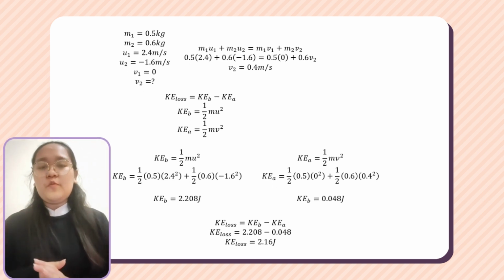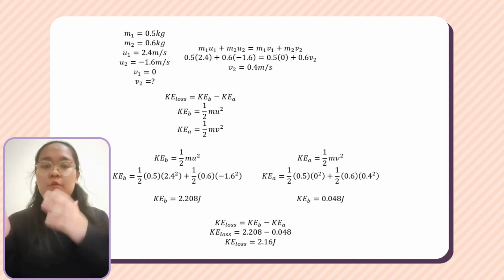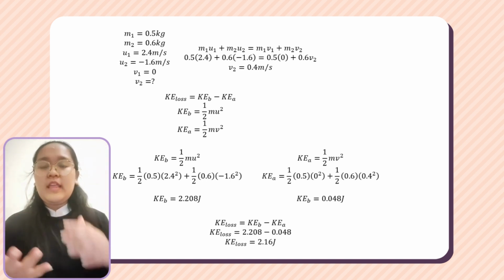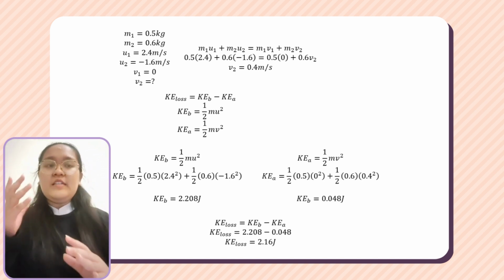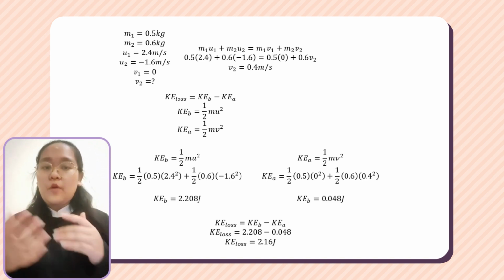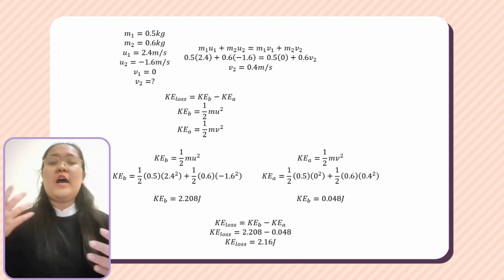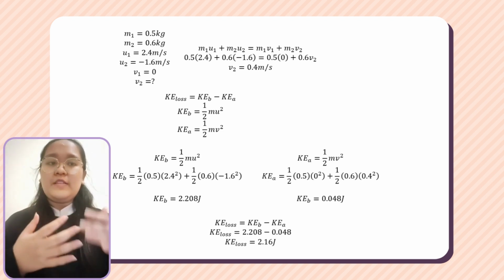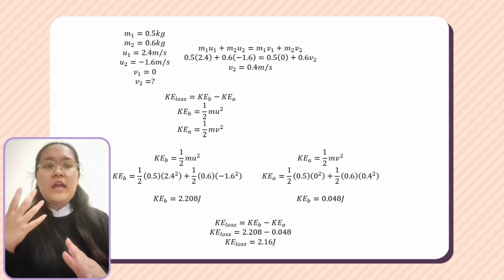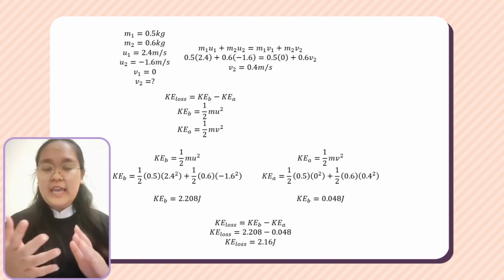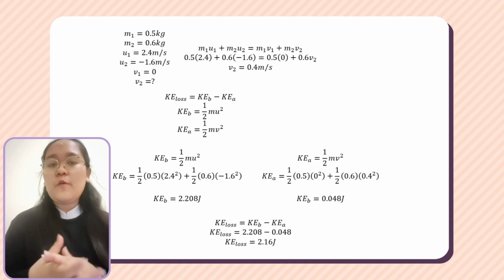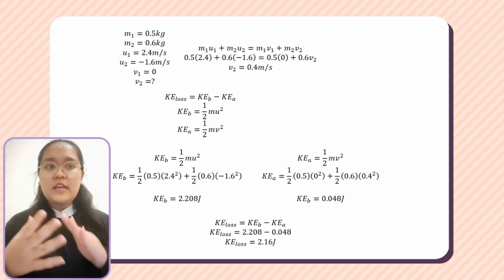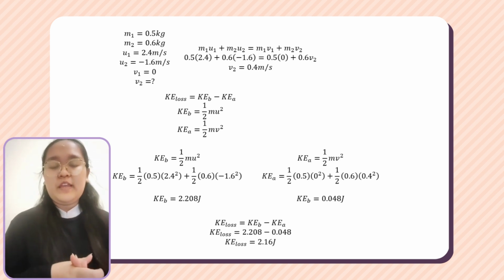First of all, we have to extract all the information that we can get from the question. Here K is particle 1 and L is particle 2. The mass for K is m1 equals 0.5 kg, and the mass for L is m2 equals 0.6 kg. Then our initial velocity for K, u1, equals 2.4 meters per second, and our initial velocity for L, u2, equals negative 1.6 meters per second.